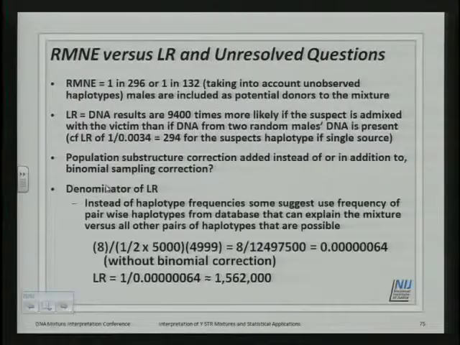So to summarize, in this pretend case, the RMNE gives a result that 1 in 296 of the males in that database could contribute to the samples, or 132 if you take into account unobserved haplotypes. Now, they're not in the database, they're possible haplotypes in the population. The LR says the DNA results are 9,400 times more likely if the suspect is admixed with the victim than if DNA from two random males is present. So there are differences, but of course there are two different questions being asked there.